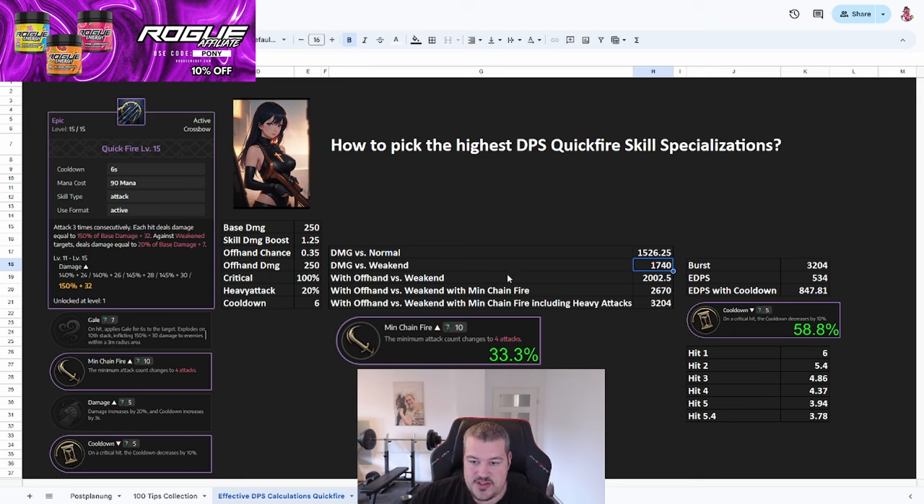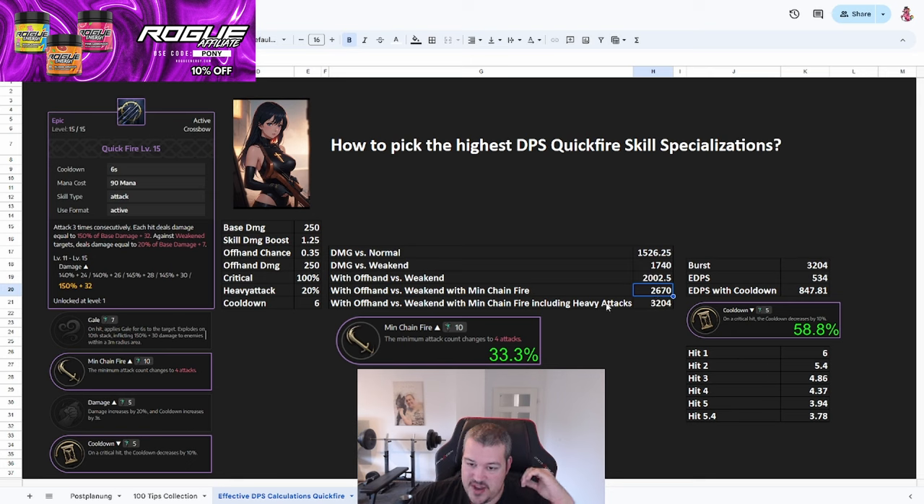Then we need to also factor in the offhand chance, because this makes us not hit the target only three times, like described in the skill here. Because while quickfire is used, we have the ability to proc offhand weapon attacks. There is another increase if we take those three attacks and turn them into four. That means with our offhand weapon attack chance, we go from an average of four hits to an average of 5.4 hits.